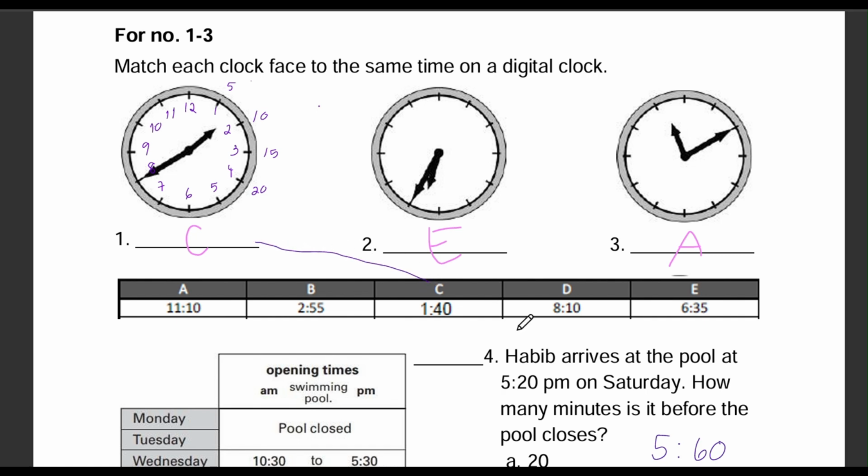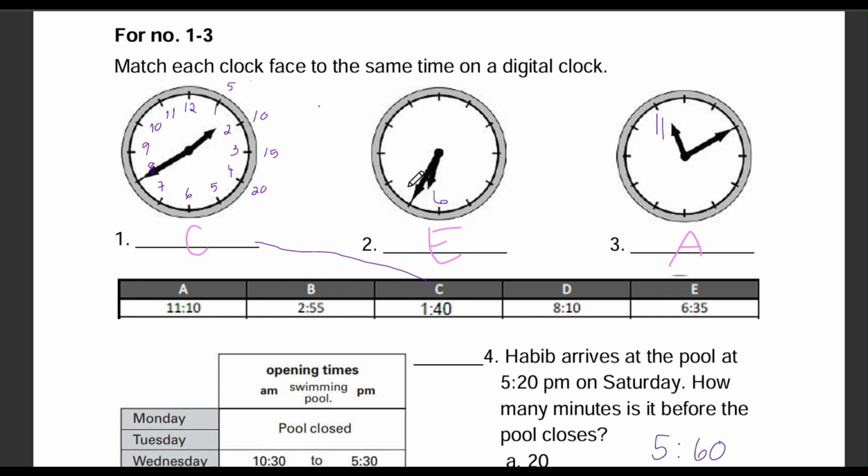Explanation. The clock shows 1 hour and 40 minutes. The hour hand is a little past the 1, and the minute hand points at the 8, which means 40 minutes. Why not the others? A. 11:10. The hands would be in a different position. B. 2:55. The clock would show nearly 3 o'clock. D. 8:10. The hour and minute hands would be in another position. E. 6:35 is much later in the day.